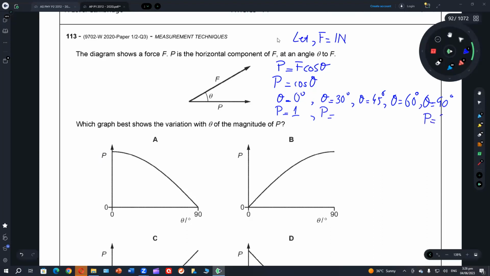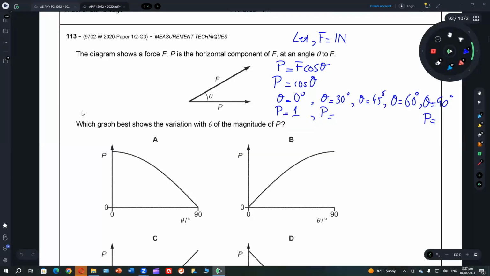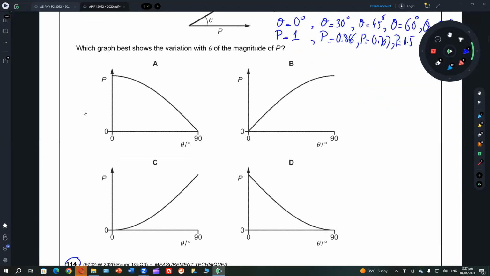Because cos 0 is 1, right? cos 30 is 0.866, cos 45 is 0.7, cos 60 is 0.5, and cos 90, I think it will be 0. Yes, it's 0. So by increasing the theta, the P is decreasing. So it means our option is narrow now.